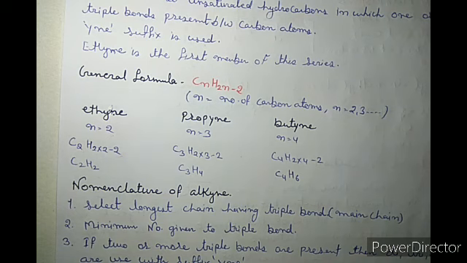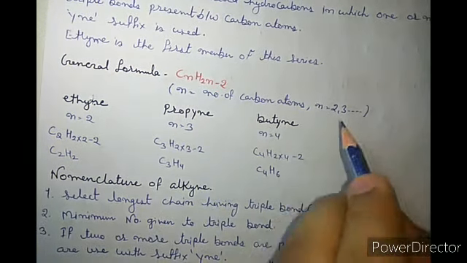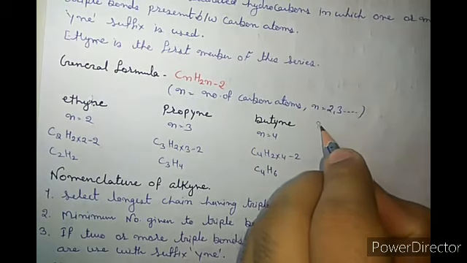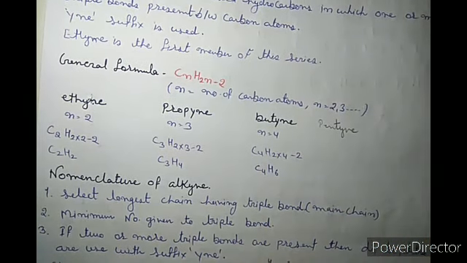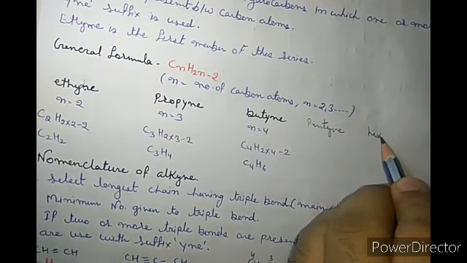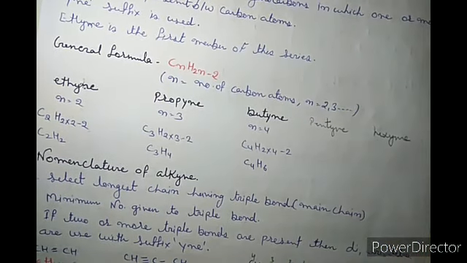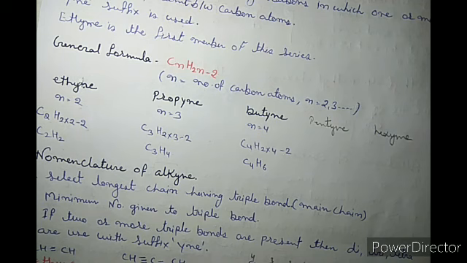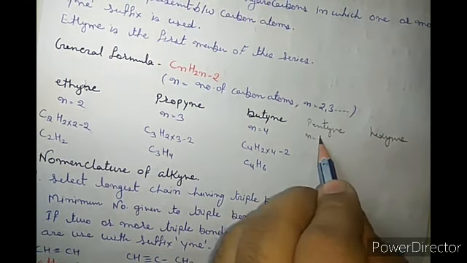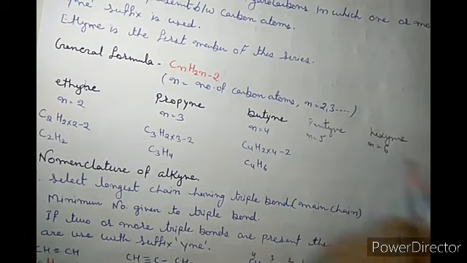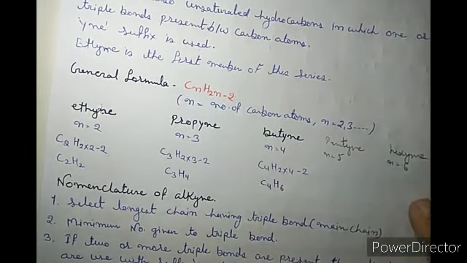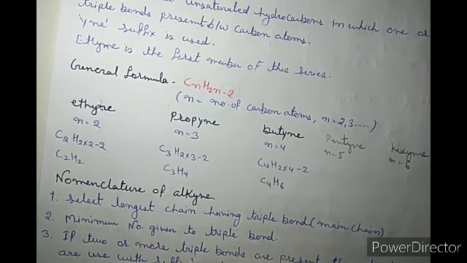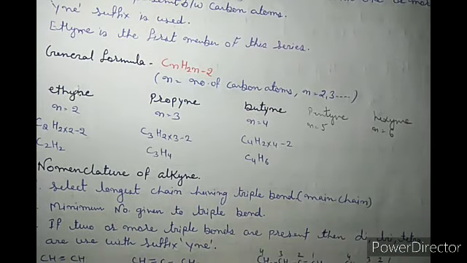Clear? Now there is some work for you. Pentyne, can you derive it? Hexyne, I think you can. Write the formula for pentyne, where n is 5, and hexyne, where n is 6. Put the value of n here and calculate. Can you do it? Okay, let's see.